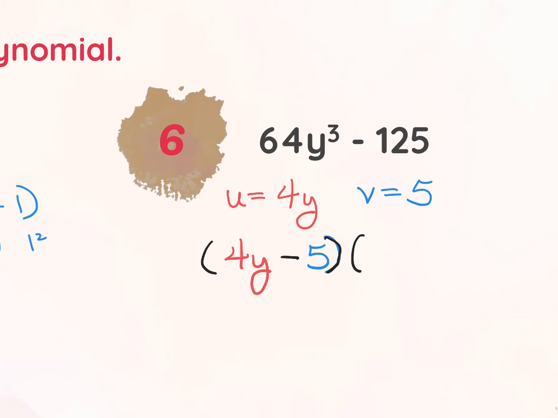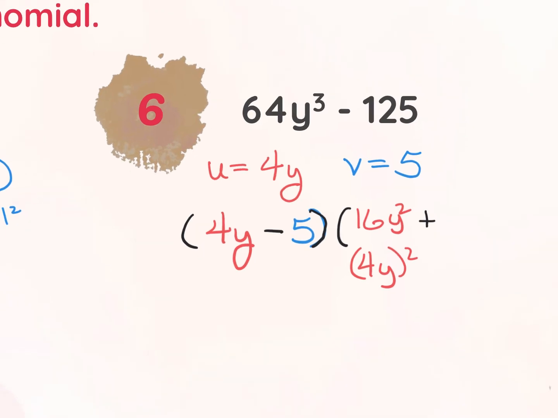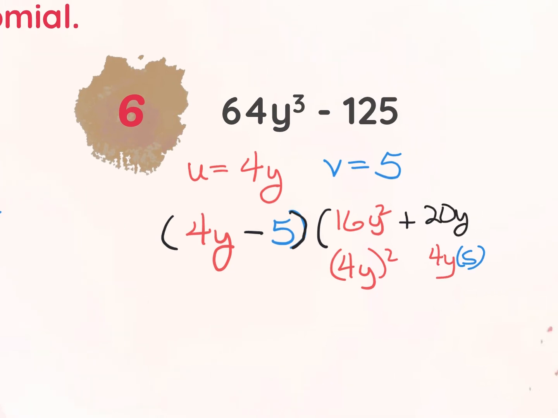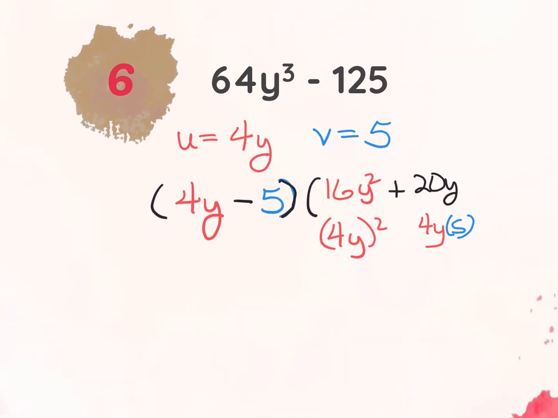And then remember this term is the u squared. So again, the 4 gets squared and the y. And then the next term, opposite of the original. And remember it's u times v. So it's 4y times 5. So what's going to go in here is going to be 20y. And then the last term is always the v squared. It's always positive. So this is plus 25.